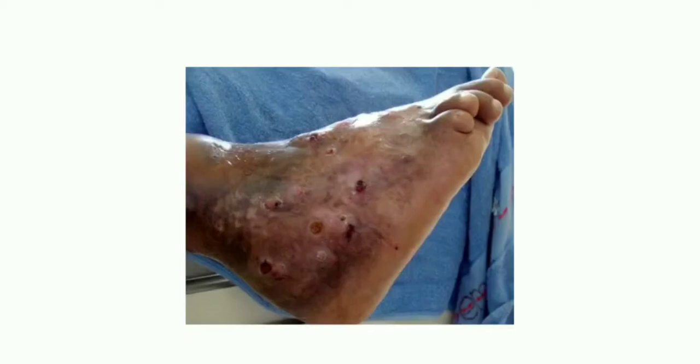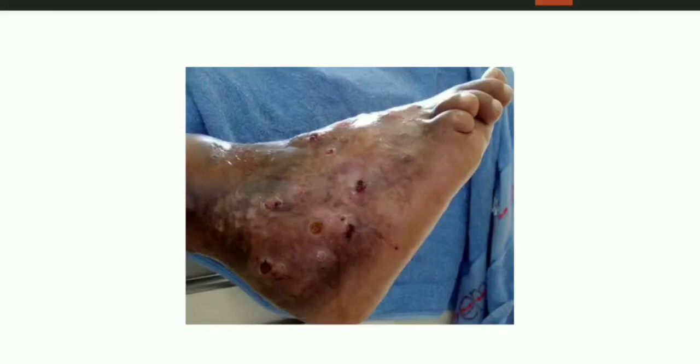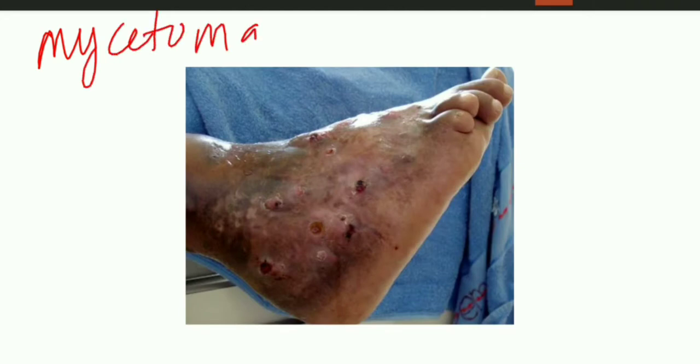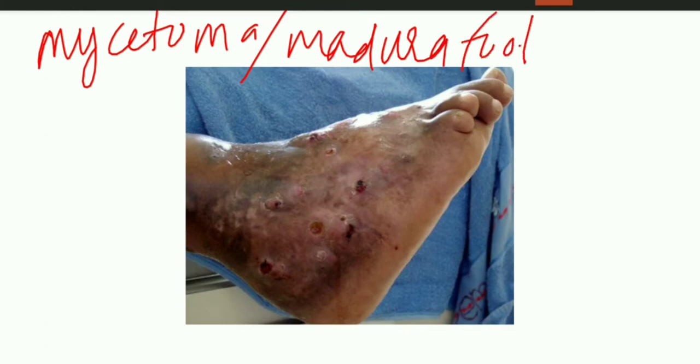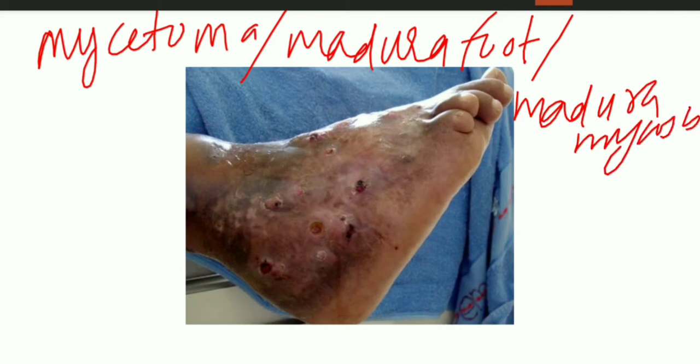Everyone, so we are learning about fungal infections, and what we are going to study now is Mycetoma, or another name is Madura foot. It is also called Madura mycosis. So first of all, we will talk about the clinical presentation of the patient.